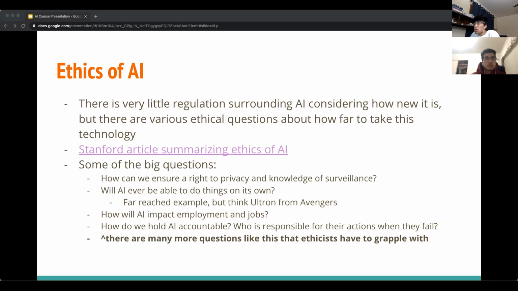And then lastly, who do we hold accountable for AI? Let's say an AI messes up. Let's say a self-driving car hits a pedestrian. Who's responsible for the actions when an AI malfunctions, or even not malfunctions, but just makes a wrong prediction? Let's say we have a medical diagnosis using AI, and it gives a wrong diagnosis. Who's responsible for that? Is it the developer? Is it the one who's using the AI? There are lots of these questions that we don't really know how to answer, and there are a lot of ethicists who need to grapple with these right now.